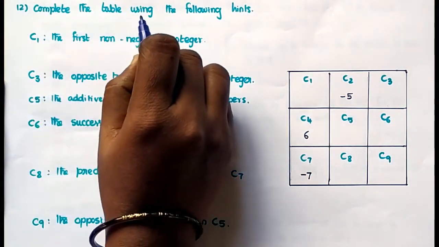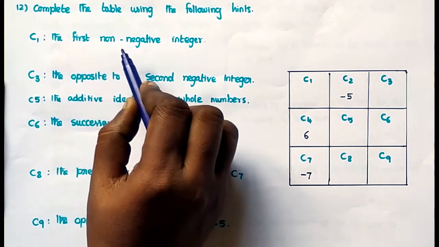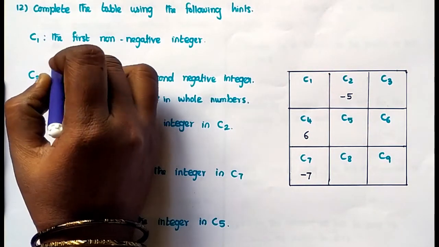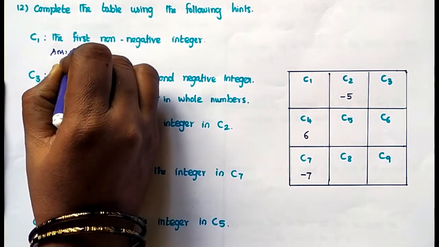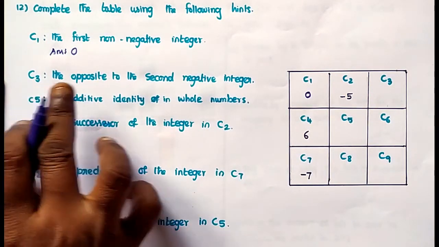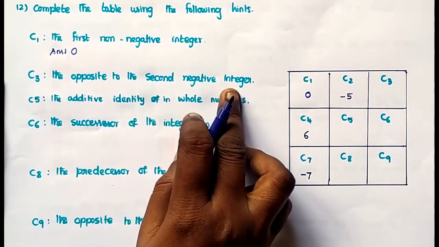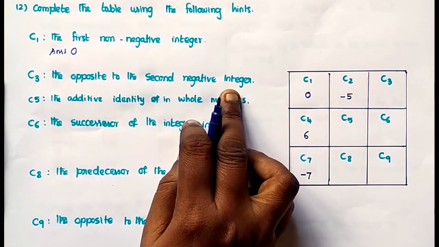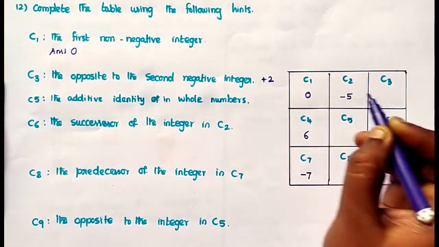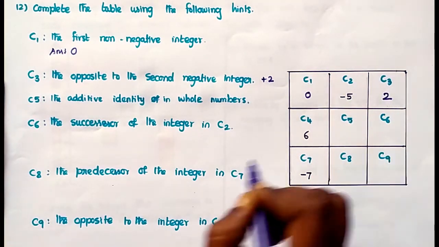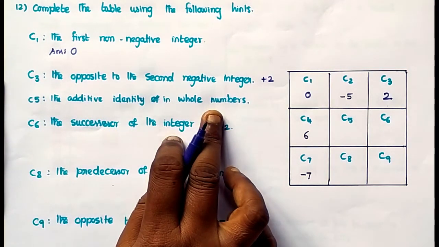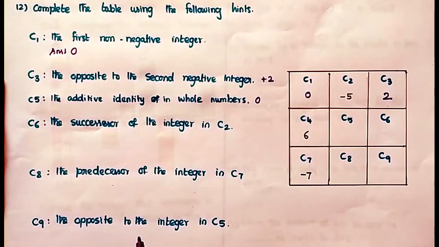12th sum, complete the table using the following hints. C1 is the first non-negative integer, that is 0. Answer 0. Next one, C3, the opposite to the second negative integer. Which one is the second negative integer? -2. Opposite to the second negative integer means that is +2. So here +2. C5, the additive identity in whole numbers. Which one is the additive identity? 0 is the additive identity.